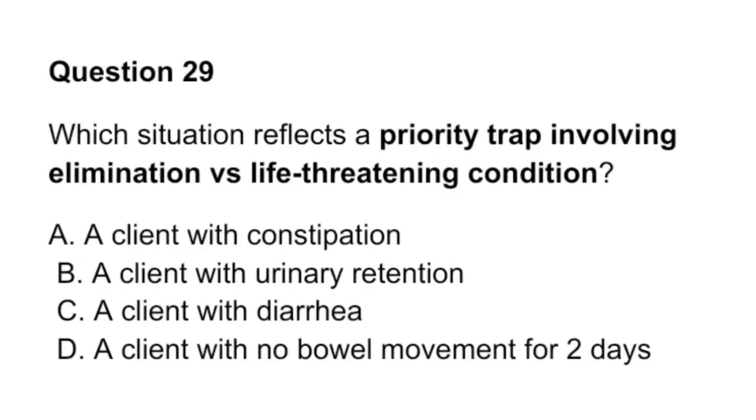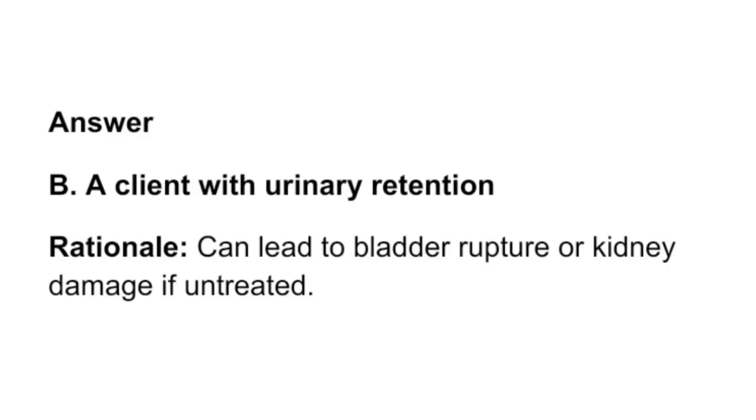Question 30. Which situation reflects a priority trap involving elimination versus life-threatening condition? A. A client with constipation. B. A client with urinary retention. C. A client with diarrhea. D. A client with no bowel movement for 2 days. Answer.